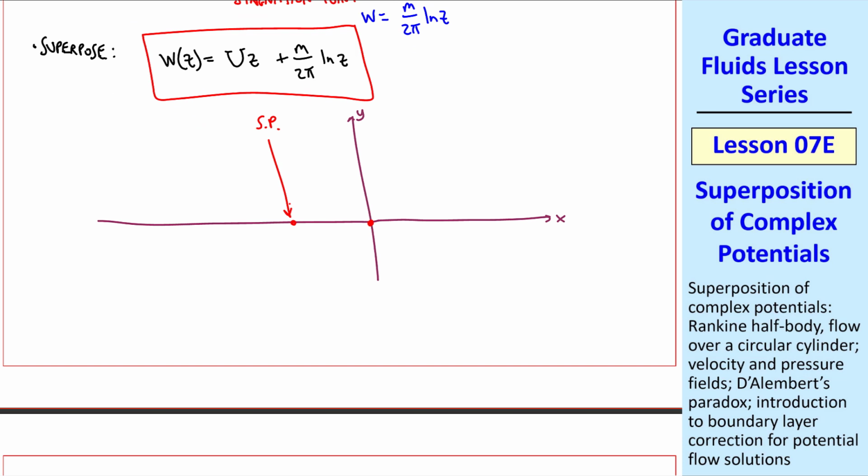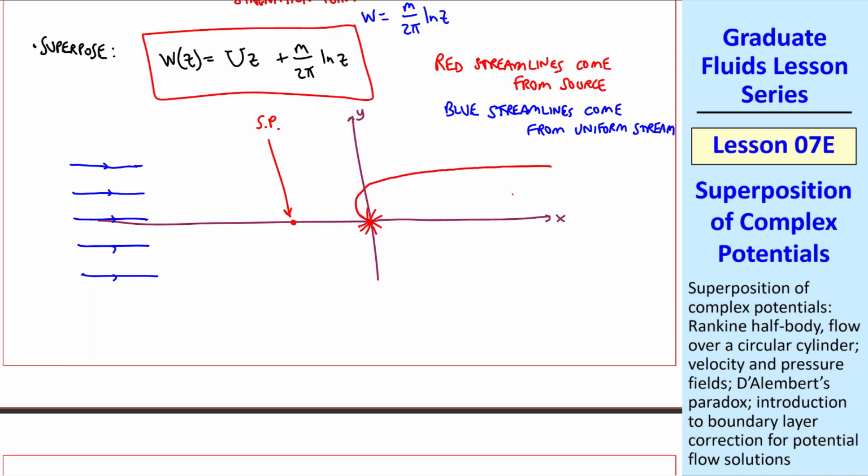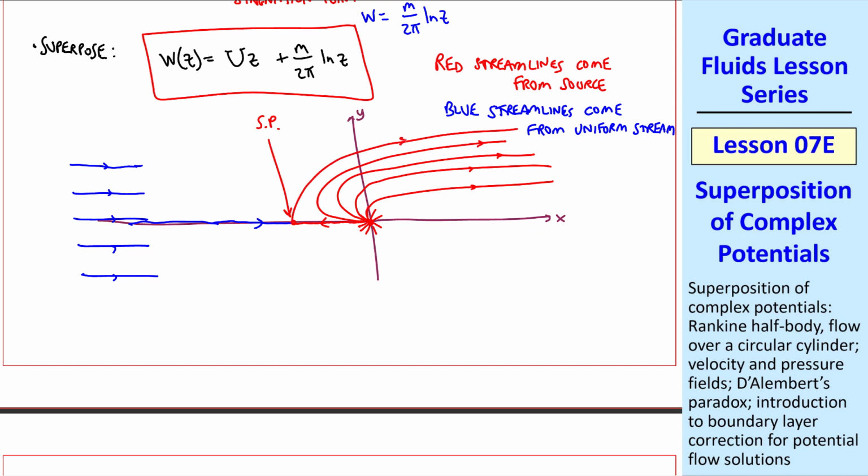If this is our stagnation point, let's let red streamlines come from the source and blue streamlines come from the uniform stream. So far upstream, the streamlines are just parallel horizontal lines. Very close to the source, the streamlines are rays, but since this problem is linear, velocity vectors can be simply added up. So flow that comes out gets swept downstream, something like that. Another one might look like that. Another one might look like that. I'll sketch another streamline, and from the stagnation point, a streamline will look something like that.